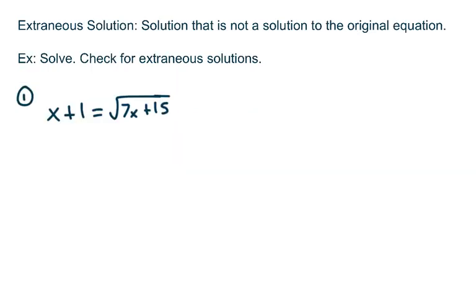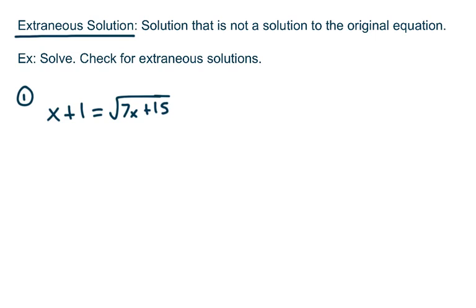Okay? The next vocabulary term in section 5.4 is extraneous solution. And we've seen extraneous solution before. It's a solution that is not a solution to the original equation. Usually we're going to come across possible extraneous solutions when we have a radical equation where x is underneath, but you have another x that's not underneath. Okay? That's when you should be concerned that there might be an extraneous solution.